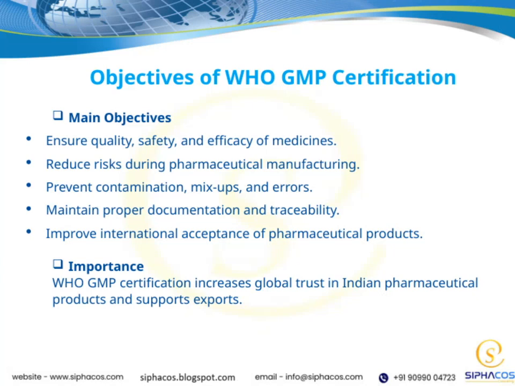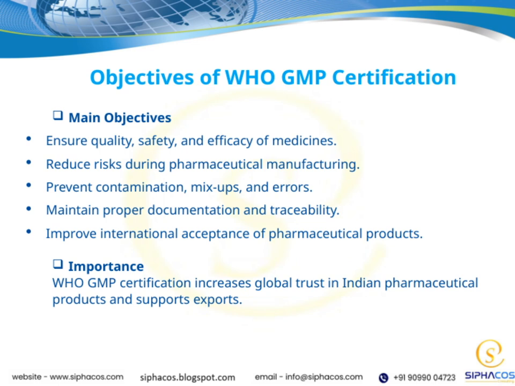Let's take a moment to look at the main objectives of GMP certification. First and foremost, it aims to ensure the quality, safety, and efficacy of medicines. This means that every medicine produced meets strict standards so that patients can trust what they're taking. Another key point is reducing risks during pharmaceutical manufacturing. This involves implementing processes that prevent errors and contamination, which are critical for patient safety. Speaking of contamination, preventing mix-ups and errors is also a major focus, since even small mistakes can have serious consequences.